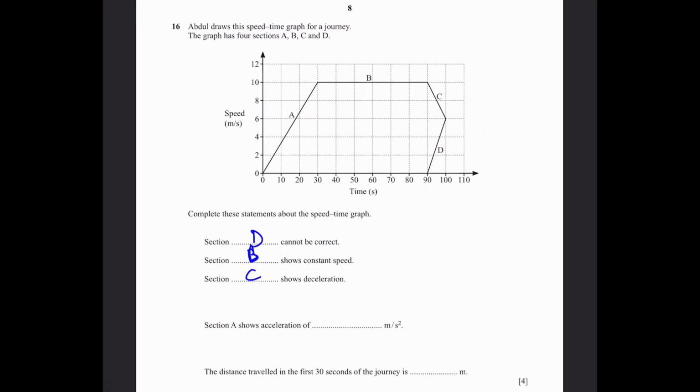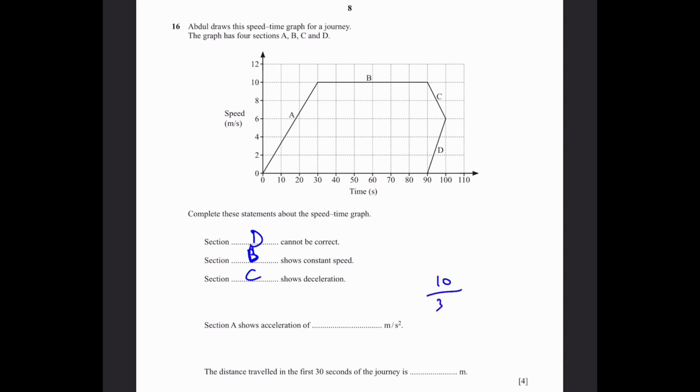And now section A shows acceleration of dash meters per second squared. The acceleration is equal to speed by time. The speed is equal to 10 meters per second. That's the increase in speed at least. And then time. So time is 30 seconds.